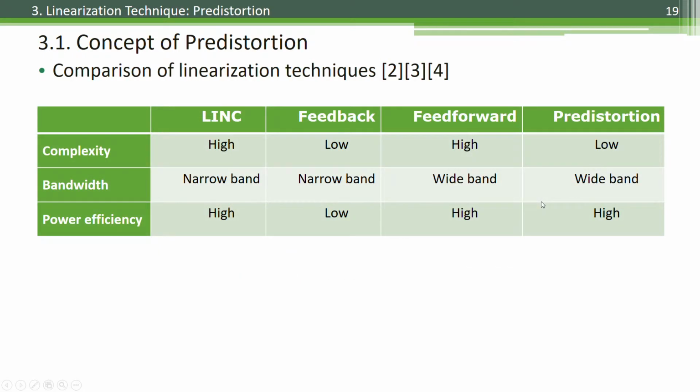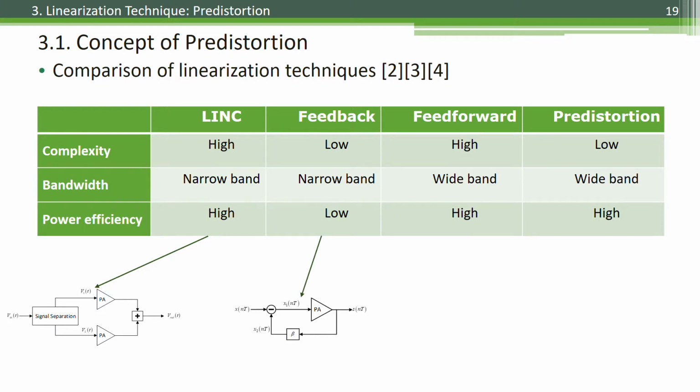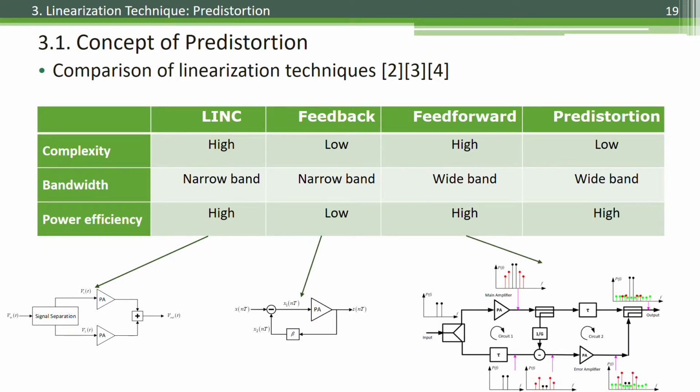So why do we choose predistortion amongst many linearization techniques? I have summarized a comparison of linearization techniques, for example, feedback, feed-forward, and predistortion. And compared with other techniques, the predistortion technique has lower complexity and high power efficiency in wideband systems. So we choose predistortion.